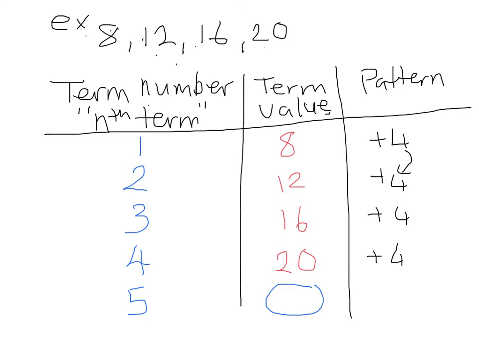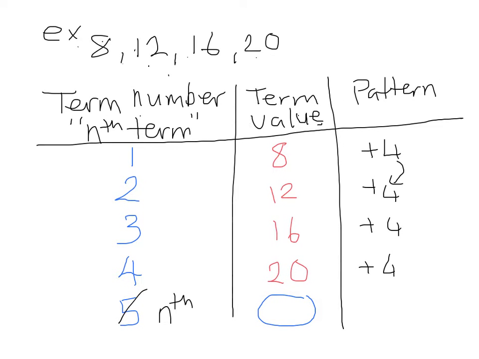So if we're looking for, let's say, my nth term, we're not going to label this 5. We're going to say this is going to become my nth term, my unknown. So now instead of saying we're going to be adding 4 as we go through a pattern, a better way of saying it would be to multiply. We're going to take our nth term and multiply it by 4.